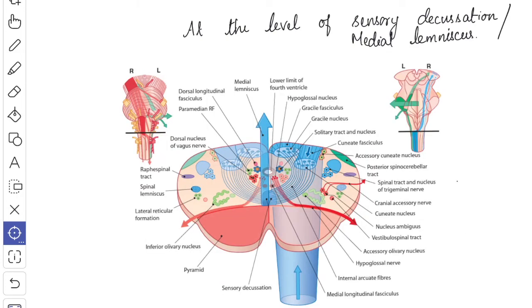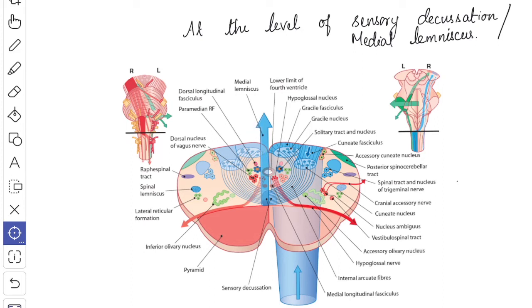This is another picture to show the level of the sensory decussation. Here you can see this is the nucleus gracilis, this is the nucleus cuneatus. From these come the internal arcuate fibers. These fibers decussate. This is the sensory decussation and they ascend as the medial lemniscus.